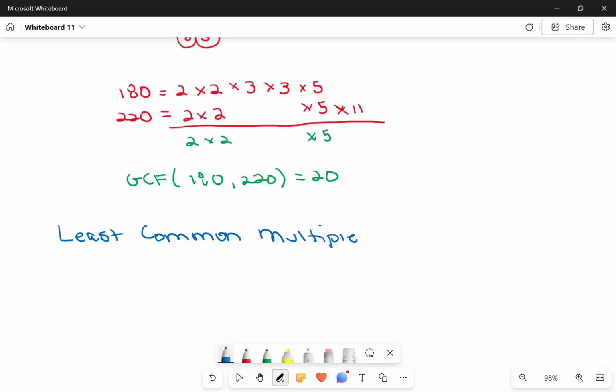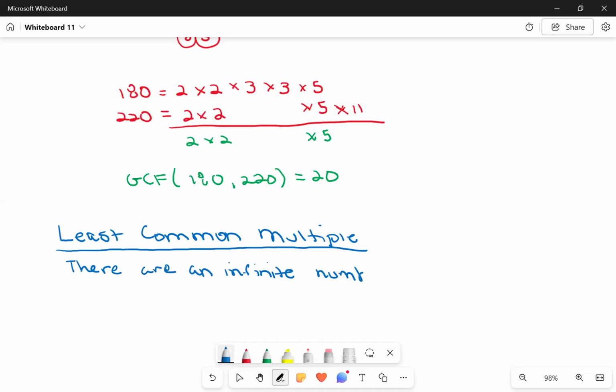Before we talk about the least common multiple, let's talk about multiples. And the book doesn't really define it. It just kind of jumps right into it and says there are an infinite number of multiples for a number. There are an infinite number of multiples. Sorry, of multiples. Wow, that's not how you spell multiples.